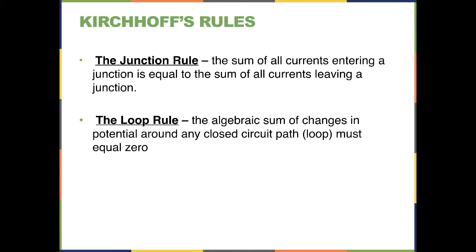The second rule is called the loop rule. The loop rule is that the algebraic sum of the changes in potential around any closed path must equal zero. So when you introduce a potential difference with a battery, all of that has to be used up by the time you finish the loop and return to the same battery.